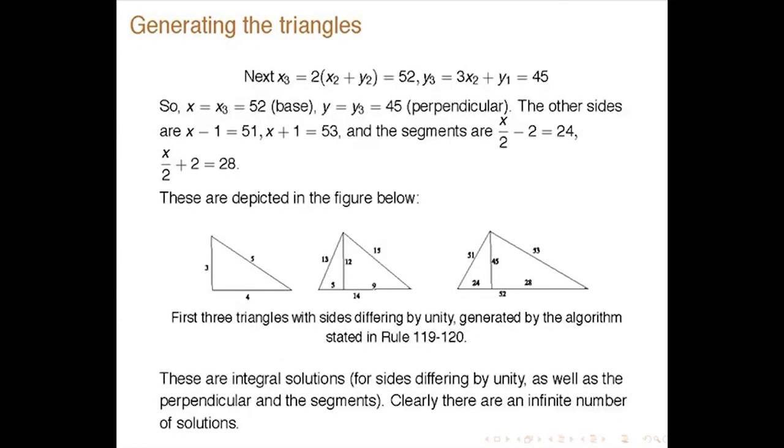So this is essentially the first kind, where one of the segments is 0 here, so 3, 4, 5. It will not collapse, sorry, it is just that one segment is 0, that is all. It is a valid right angle triangle, okay. So next, this triangle 13, 14 and 15, from that you will get 51, 53, 52 with these as the perpendiculars and all that. So these are integral solutions for sides differing by unity as well as perpendiculars and segments. So clearly there are an infinite number of solutions. This is the kind of nice tricks that he does.